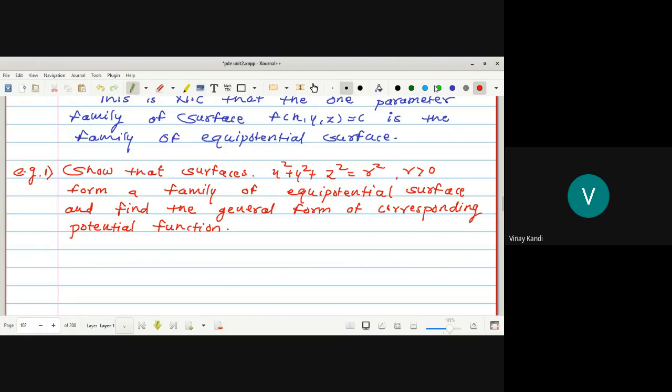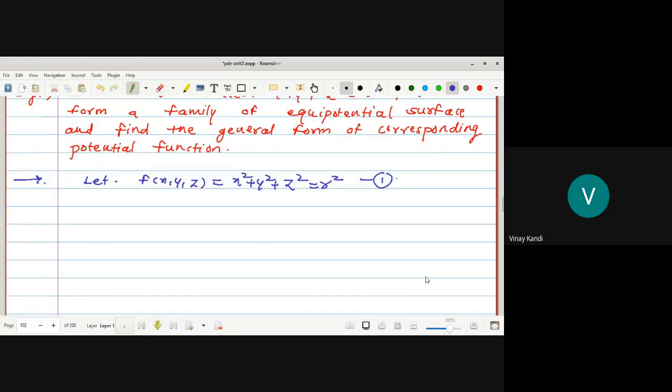Okay, a proof. Let small f of x, y, z is equal to x square plus y square plus z square is equal to r square. Give it as an equation number 1. Be the one parameter family.